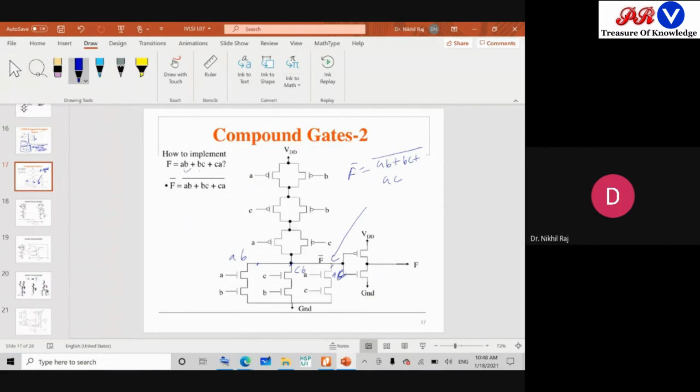So if you need to have AB plus BC plus CA, what will happen? Again, I need to take the complement of this function. So F double complement will give me AB plus BC plus CA double complement. So F will be equal to AB plus BC plus CA. So we got the function AB plus BC plus CA in the uncomplemented form. So if we need the output in uncomplemented form, we have to attach an inverter at the output of the logic realization. Okay.